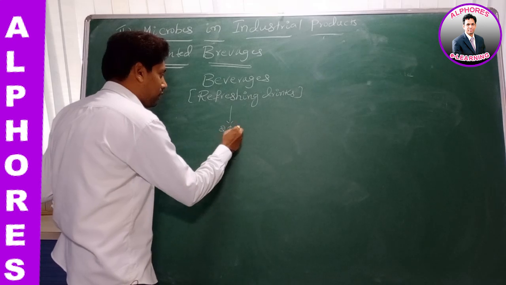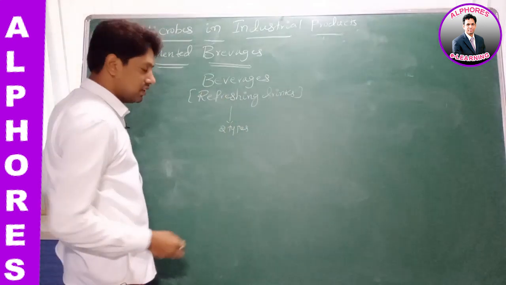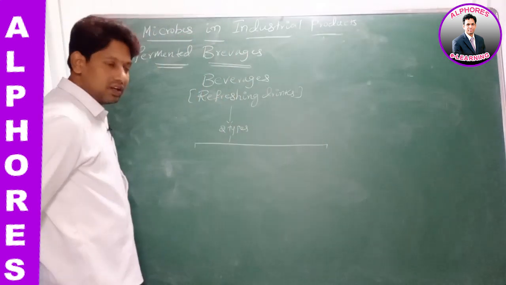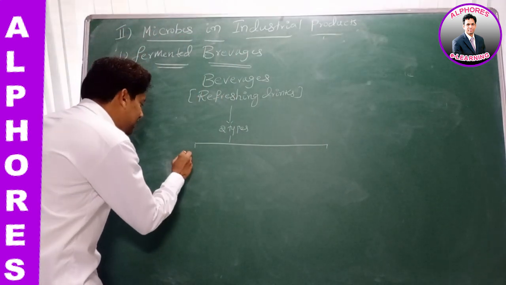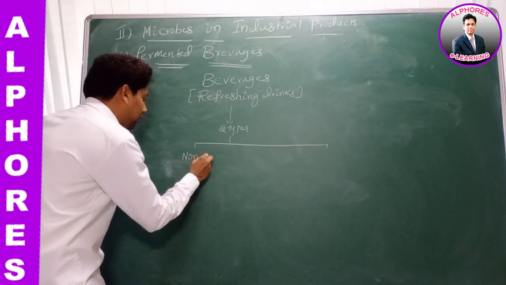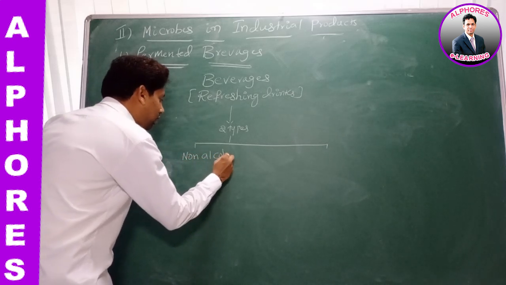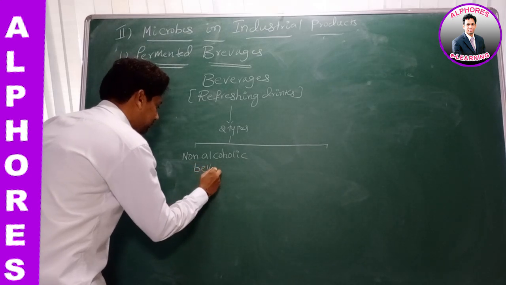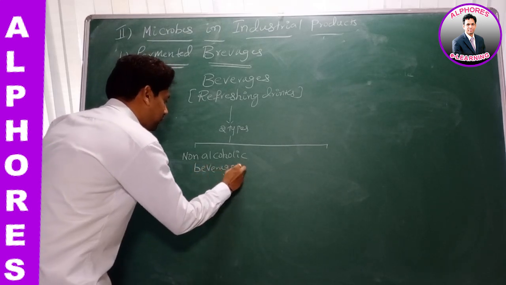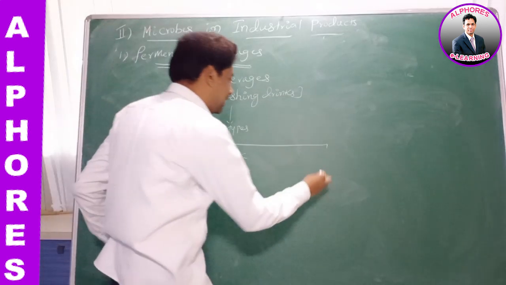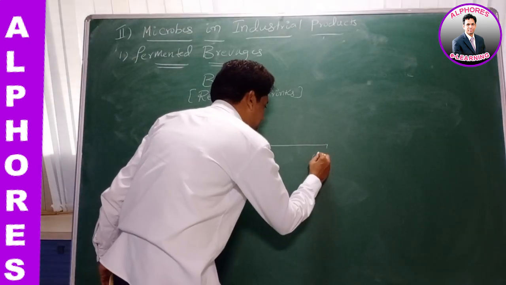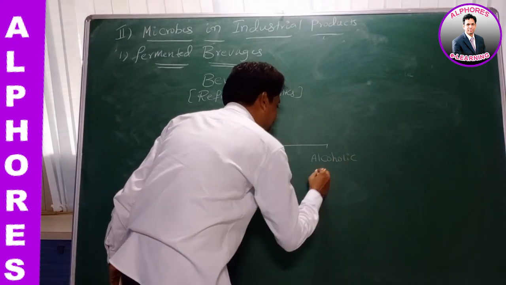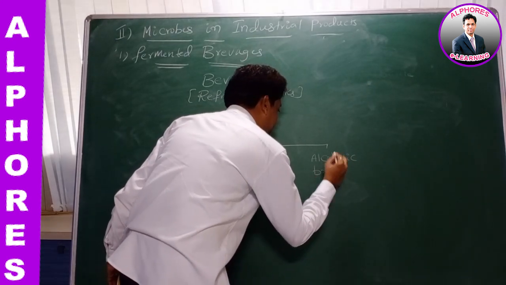Beverages are of how many types? Two types. What are the two types of beverages? Number one, non-alcoholic beverages. And the second one is alcoholic beverages.